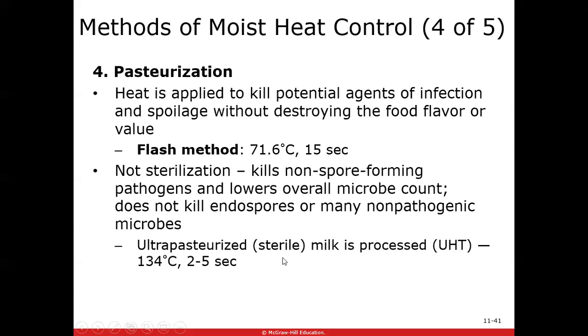If you ultra pasteurize milk, which means that you sterilize the milk, you don't just disinfect the milk or reduce the number of microorganisms, but you actually kill all microorganisms and all spores. So milk is processed at ultra high temperatures. So that's ultra pasteurized milk, and that's ultra high temperatures, which is 134 degrees Celsius.